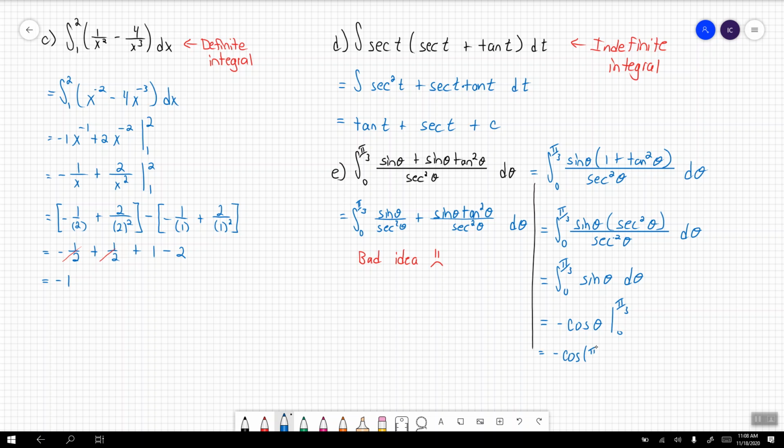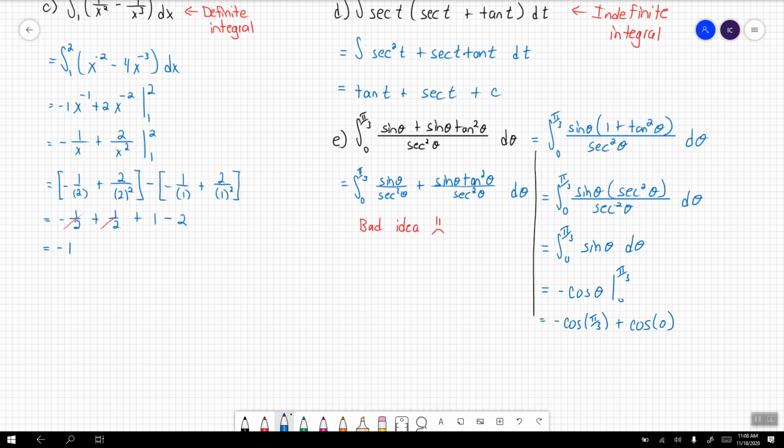So negative cosine at pi thirds, minus and minus, that's going to be a plus, cosine of theta, which is cosine at 0. There we are. Cosine at pi thirds is 1/2. So that's negative 1/2 plus 1, which means we get 1/2.